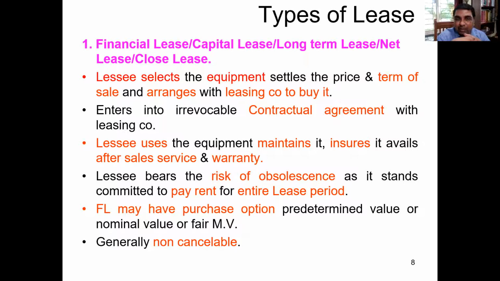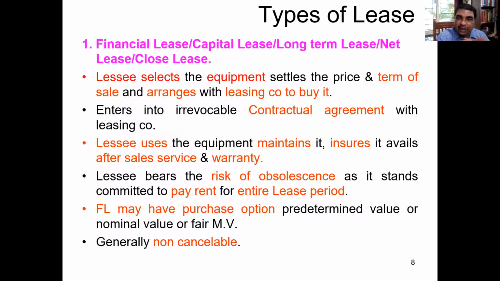The lessee uses the equipment, maintains it, insures it, and avails after-sale services and warranty, because everything is done by the lessee. Technical ownership is with the lessor. Okay, money is paid by the lessor, but which machine is to be selected? It's the lessee's decision, and the lessee maintains it, insures it, avails warranty. The lessee bears the risk of obsolescence as he stands committed to pay rent for the entire lease period. So it's an irrevocable contractual agreement. That means it cannot be revoked. So the lessee has to pay the lease rate for the entire lease period.